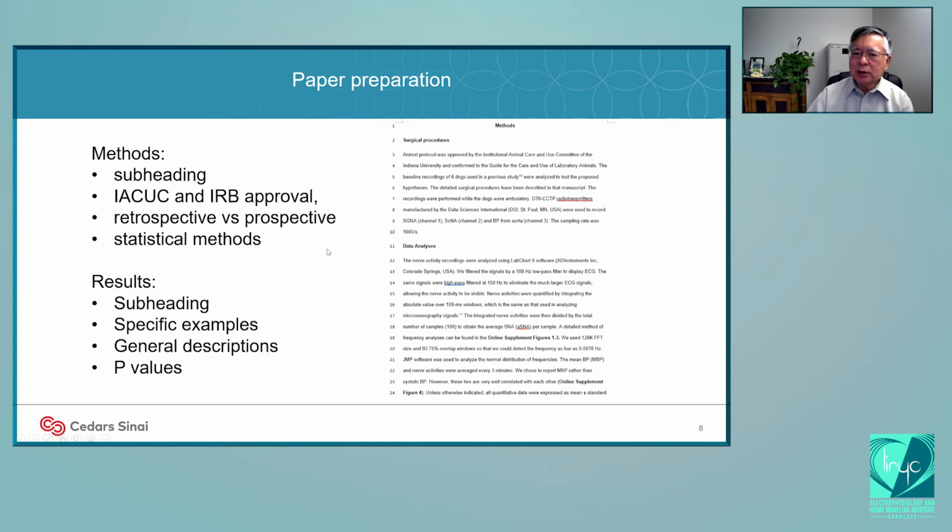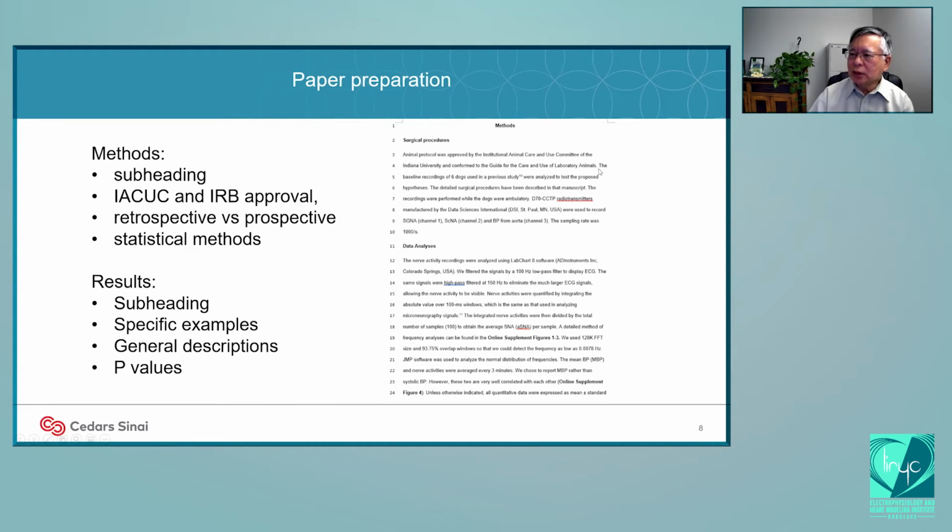Now, methods, I generally recommend subheadings. So you have done a dog study. You want to describe your surgical procedures. In the first sentence, or at least in the first paragraph, you want to say animal protocols were approved by the Institutional Animal Care Committee of whatever university. And it's good to add the sentence that conforms to the guide for the care and use of laboratory animals.